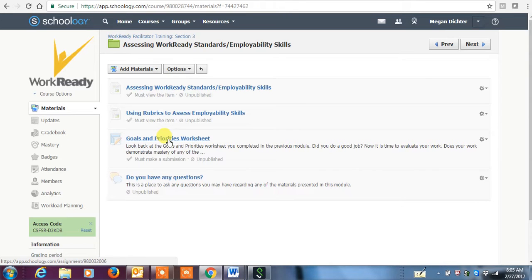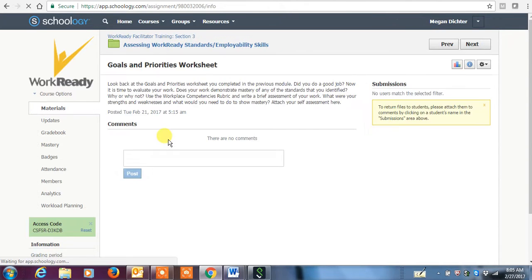And then we're going to take a look at the actual assignment in that folder, the goals and priorities worksheet. So this assignment builds on the assignment from the last module. So you filled out your goals and priorities worksheet as if you were a work-ready trainee thinking about educational, personal, and workplace goals. And now we're going to look a little bit at how to assess that kind of work in a work-ready training, how the facilitator should go about assessing that work.